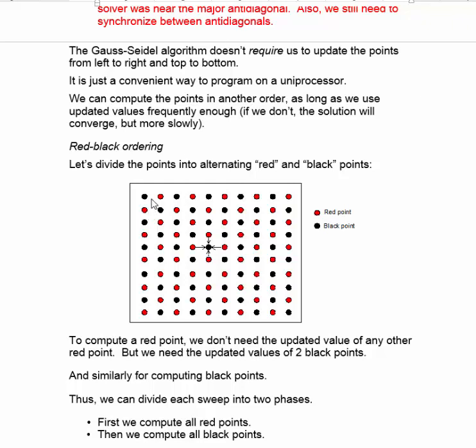And you can see that they're offset by 1 between the rows, so that if we're computing a red point, we're using only black points as neighbors, and if we're computing a black point, we're using only red points as neighbors. So this would suggest that we could do a red iteration and a black iteration in parallel, which means that we compute all the red points and then we compute all the black points.